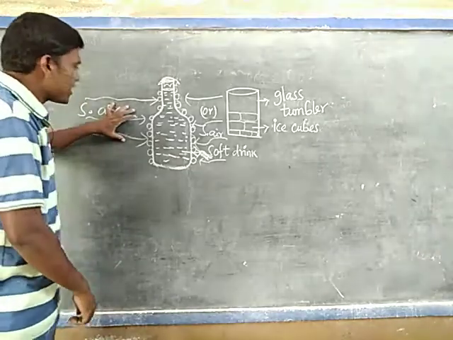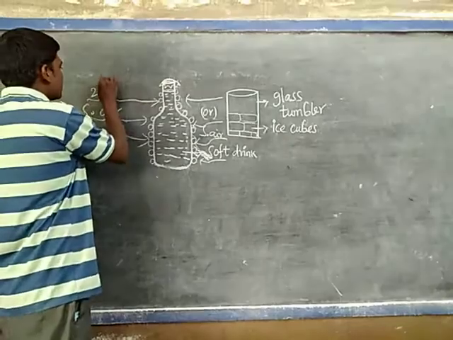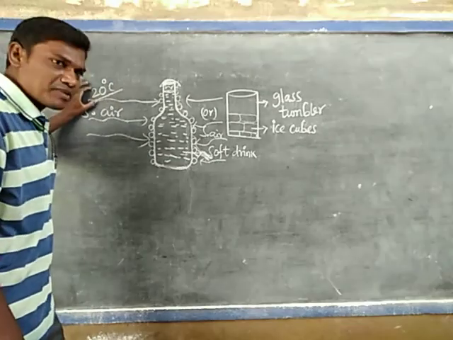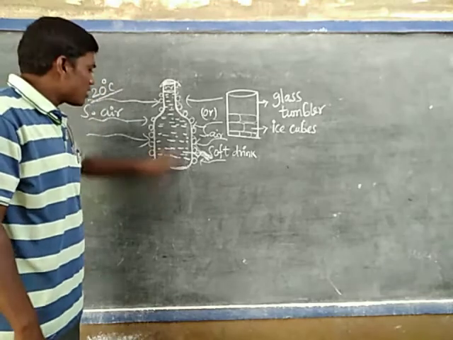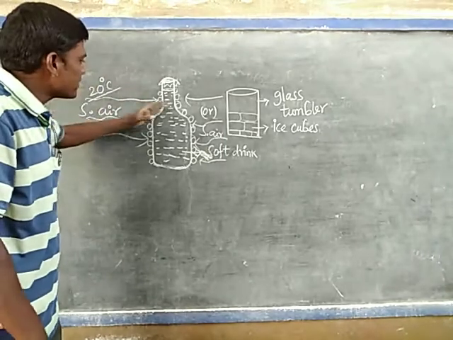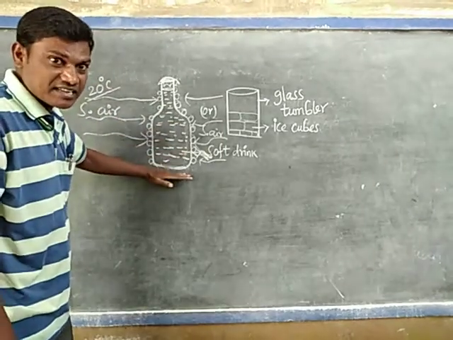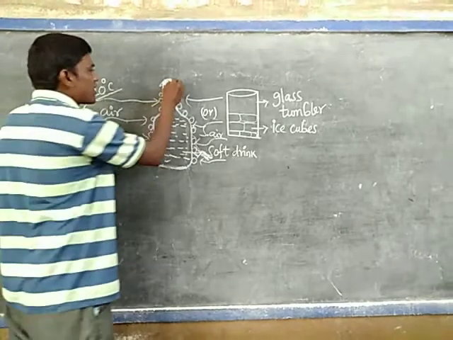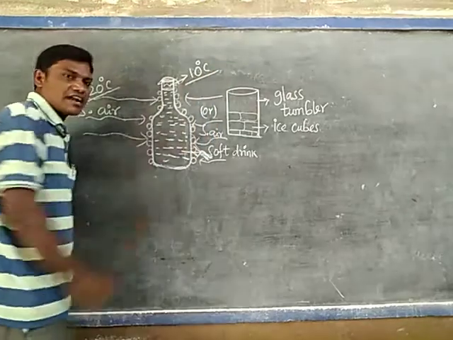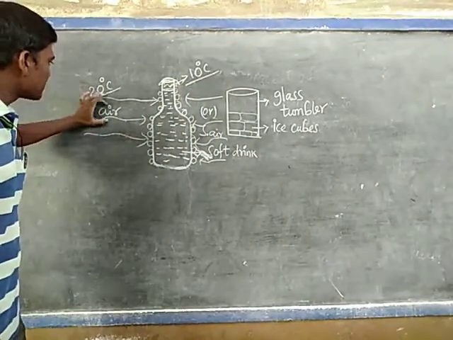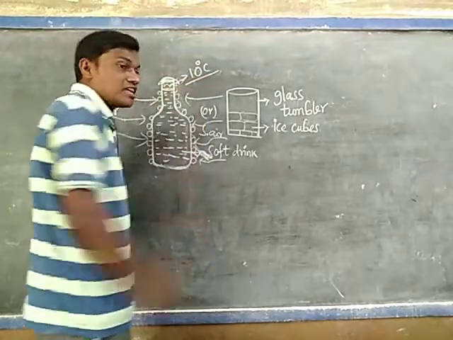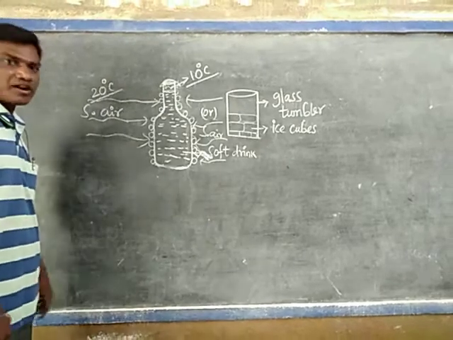And the surrounding air, generally I say that the average atmospheric temperature is 20 degrees Celsius. But the cold drink bottle you remove from the fridge, is it 20 degrees Celsius? No, maybe it is 5 degrees or less than 10 degrees. Just for your understanding, the temperature of this bottle is 10 degrees Celsius. That's why the surrounding air acts as a hot body, and the soft cold drink bottle removed from the fridge acts as a cold body.